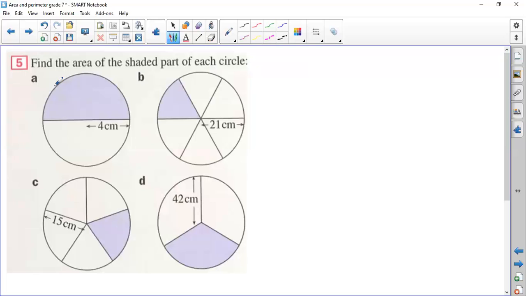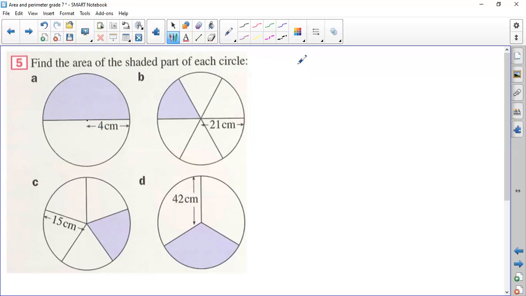Exercise 5, we have to find the area of the shaded part of each circle. In A, it is given a circle with radius 4. Okay, so the radius is given 4. And the shaded region is half of the circle. So we have to find the area of half circle, or if we have to find an area and divide it by 2 into halves.